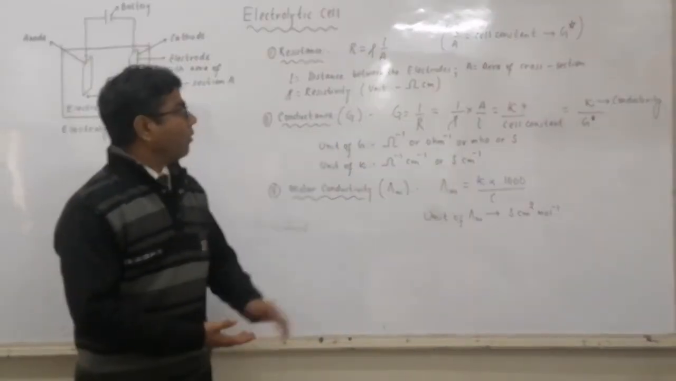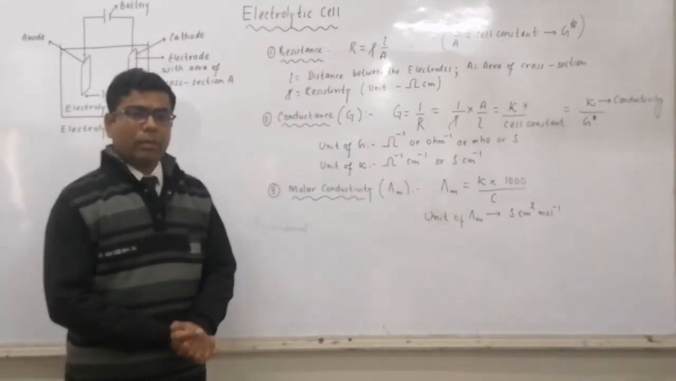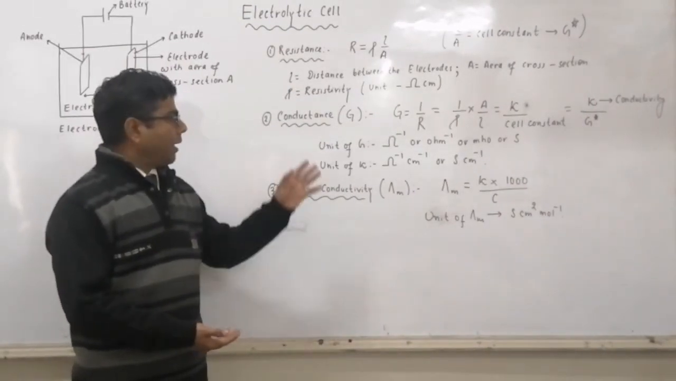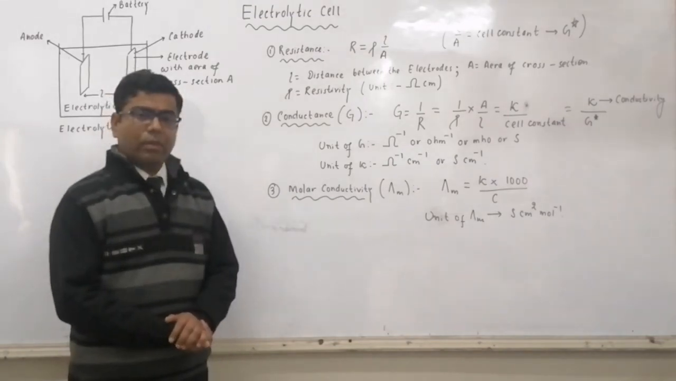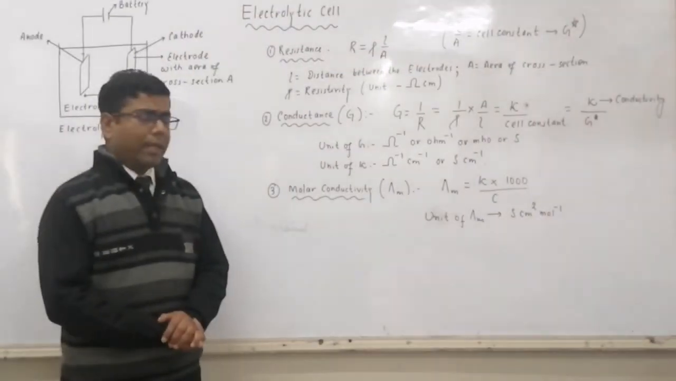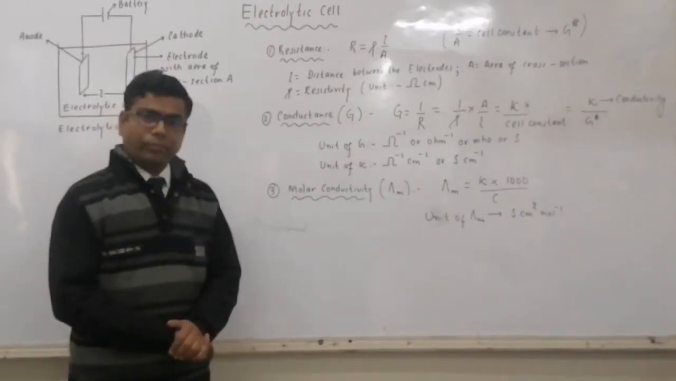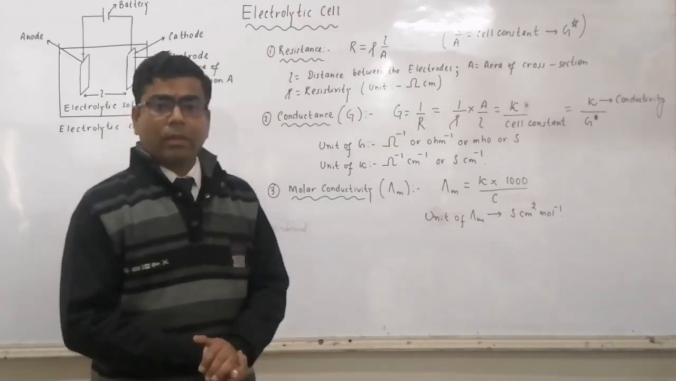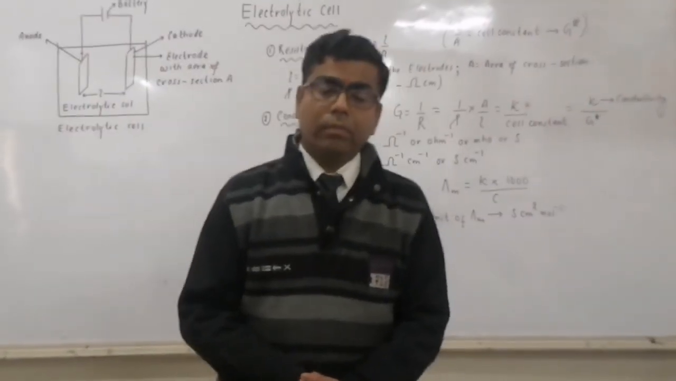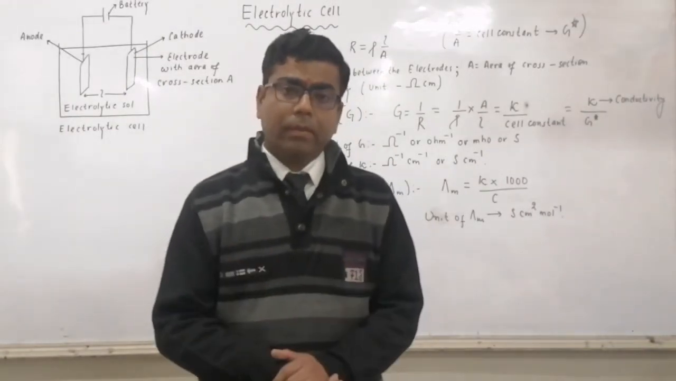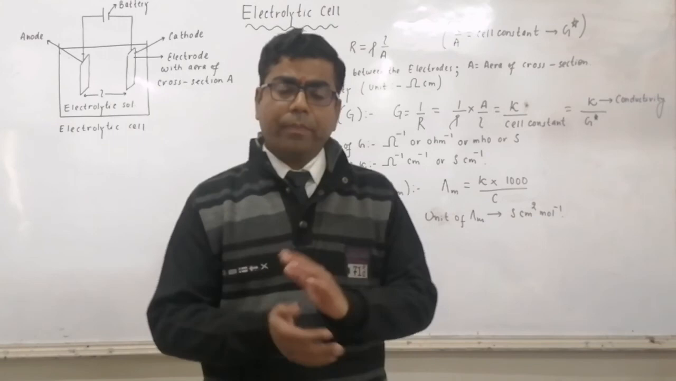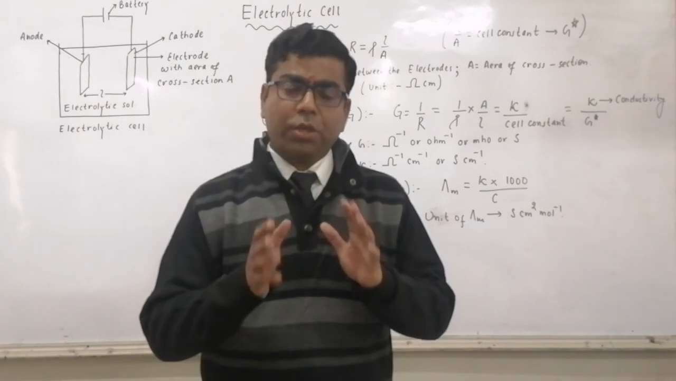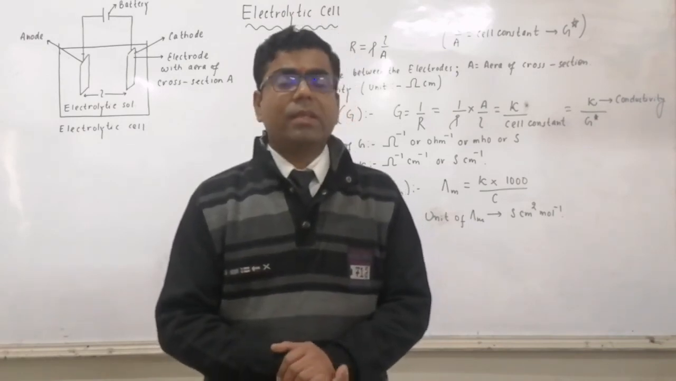So here we have three important formulae. One is resistance equals rho into L by A. Second is conductance, just the inverse of resistance. And last is molar conductivity. So that's all in this topic. In the next lecture, we will see the variation of molar conductivity with concentration of the solution.